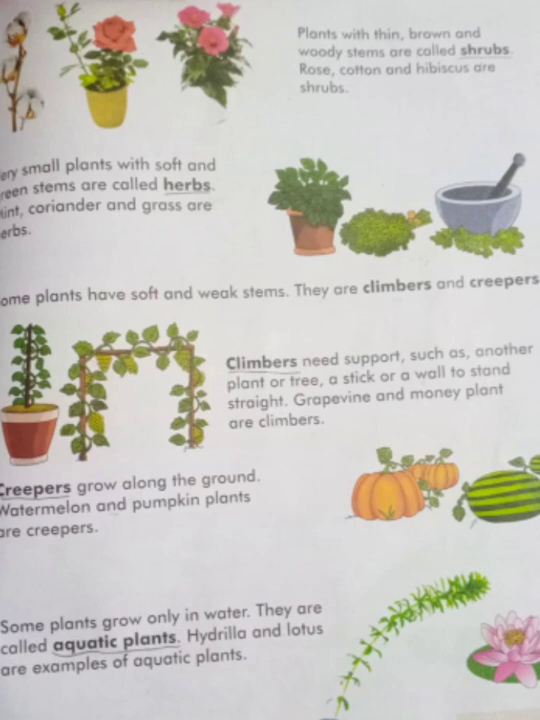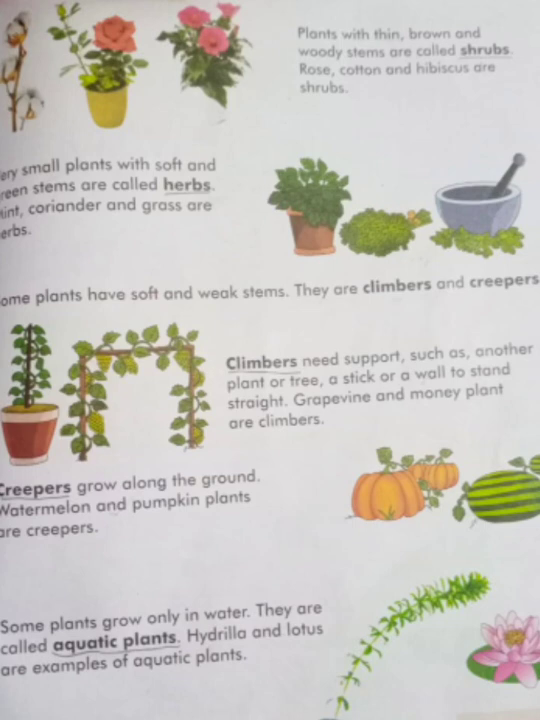And next, very small plants with soft and green stems are called herbs. Mint, coriander and grass are herbs. Yes, you see here, these are the pictures given here. This is mint, this is coriander and grass. These plants are very soft, and these are having the soft and green stem, and these are very small plants. These are called the herbs.